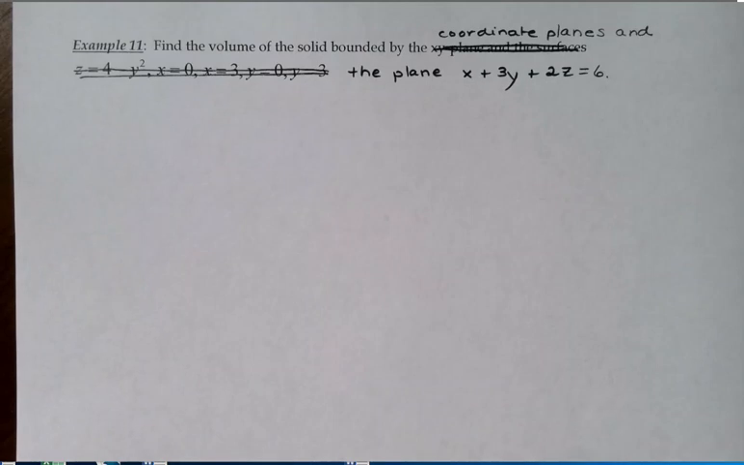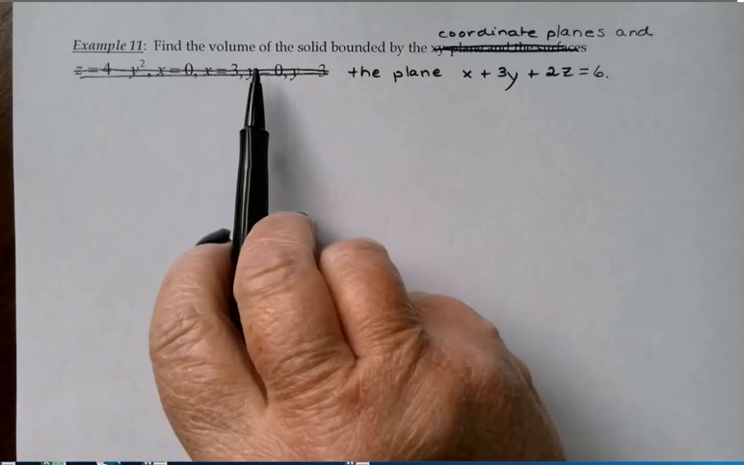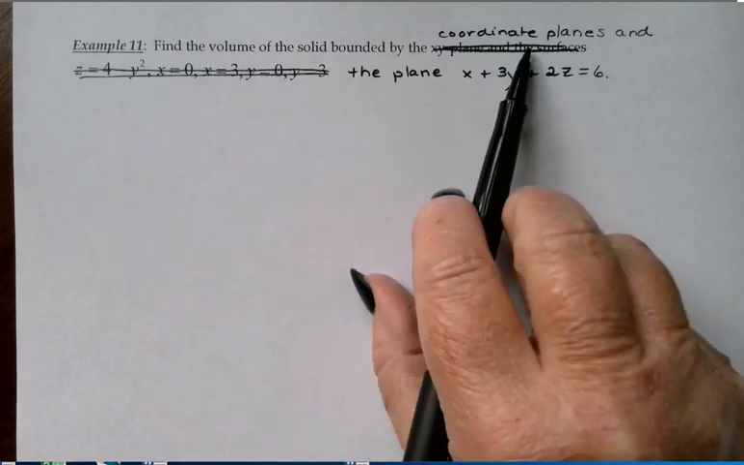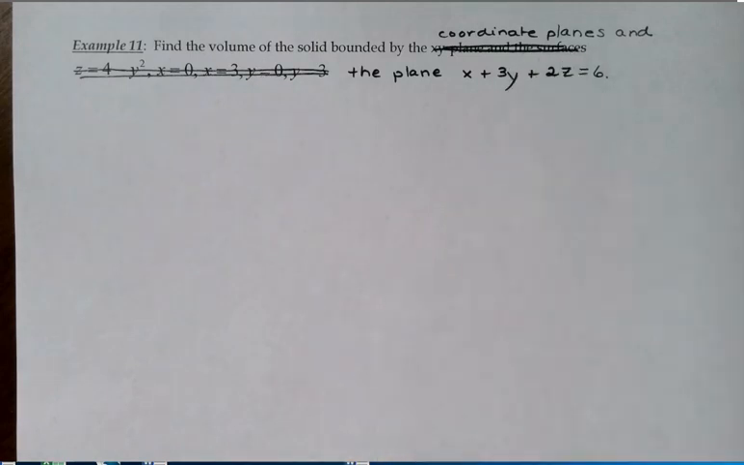For the next example, example 11, I'm actually going to change the problem if you happen to already have a packet. If you would change it to read this way. I'd like to find the volume of the solid bounded by the coordinate planes, so that would be the xy plane, the xz plane, and the yz plane, and also the plane x plus 3y plus 2z equals 6.